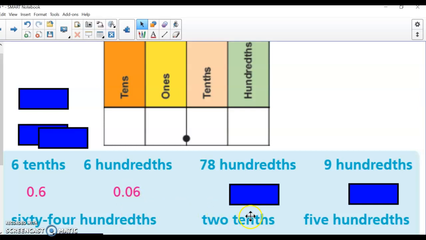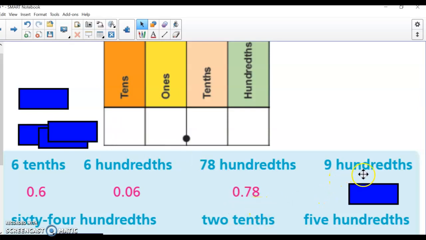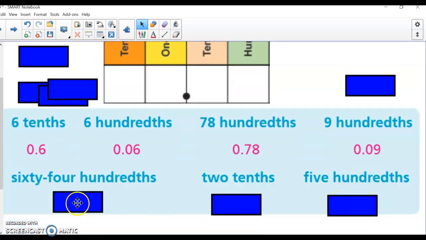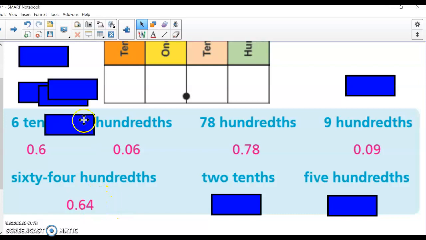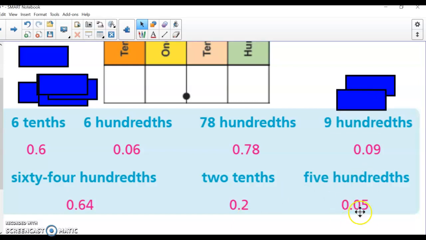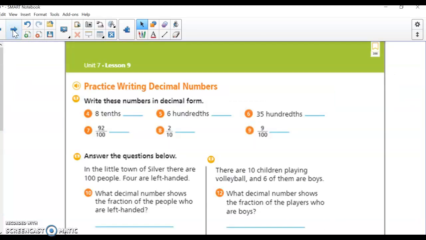Okay, 78 hundredths, write that. There you go, 0 and 78 hundredths. Now 9 hundredths, once again, in the hundredths place. Don't forget about the 0 that you'll need. 9 hundredths. Okay, 64 hundredths. Go ahead and write that. It should look like that. 2 tenths. What is that going to look like? It should look like a 2 in your tenths place. And then 5 hundredths. See if you can get it right. Did you remember to put the 0 here? If you did, you're ready to go, right? So let's go ahead and get some practice now. Okay, so this is page 366.